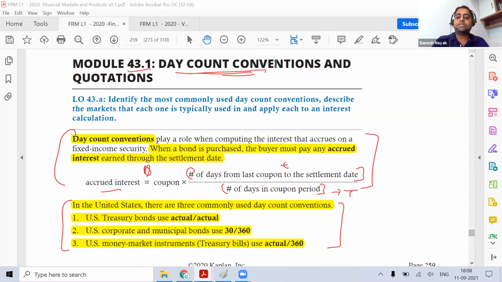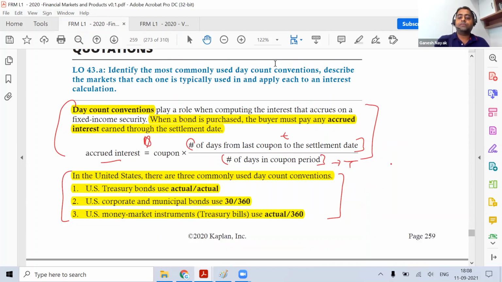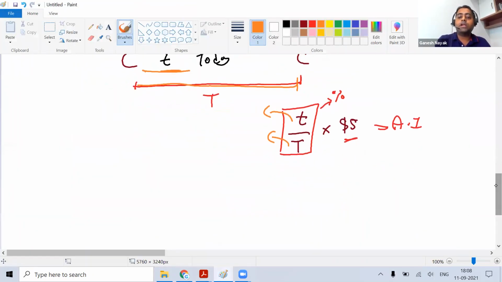Now let us come to this day count convention. What does it mean? When I said we will take smaller T and bigger T, how will this T be calculated? This duration, the time, will be calculated depending upon what day count convention you are using. We will look into that in a very simple process.